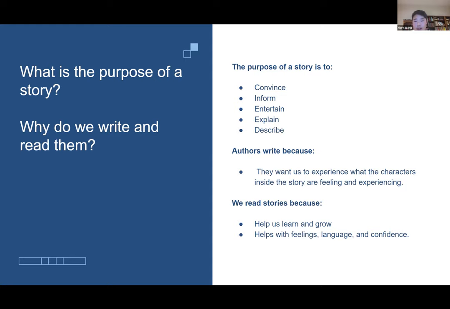Authors write because they want us to experience what the characters inside the story are feeling. You ever get that one time where you're reading a story and you're really immersed in it and you're like, oh yeah, I can feel Batman, I hope Batman wins this battle? That is exactly what the author is trying to do. They're trying to bring you into the story and hope you enjoy it. And we read stories because they can help us learn and grow, because we can learn from these characters, perhaps to be braver or bolder. It can help us develop our brain and become more mature, as well as help with our feelings, our languages, and our confidence.